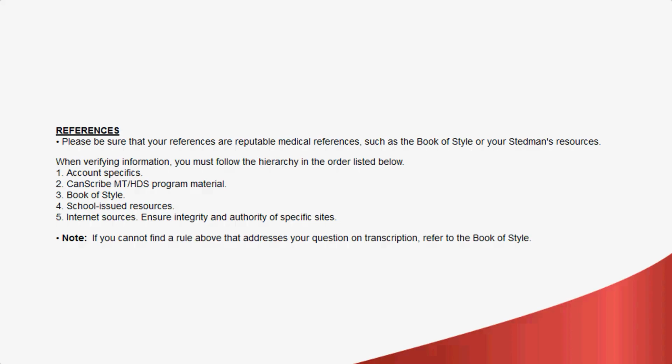References. Okay, so here is our hierarchy of references. Make sure that your references are reputable medical references, such as the Book of Style or your Stedman's resources. And yes, I am aware that with the Stedman's resources, there are 2 ebooks that are not working right now. Stedman says it has something to do with trying to work around the fact that Flash Player will be defunct as of the end of the year. So that's what's going on.